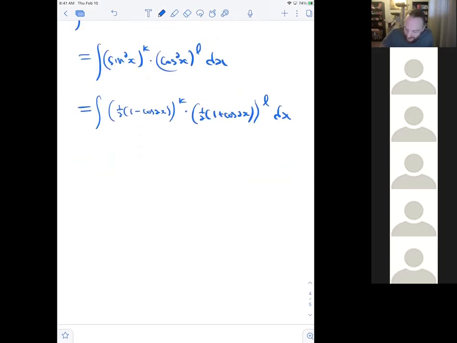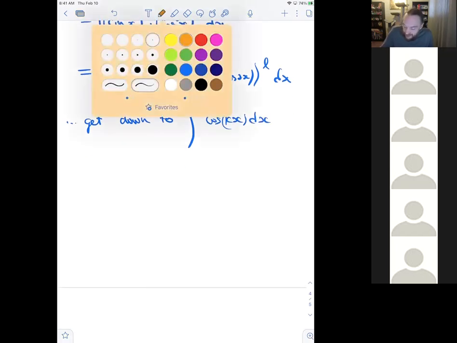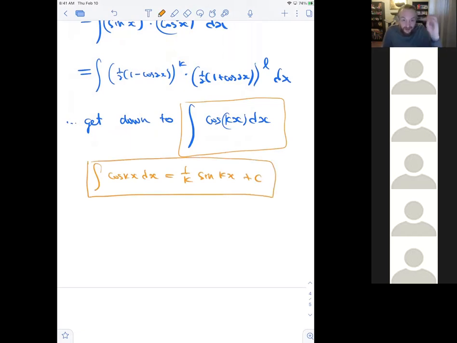And then the integral we want to use is, we're going to get down to the integral of cos kx dx, which is baby substitution again. The integral of cos kx dx is equal to 1 over k sine kx plus c. That's where you're trying to get to, is get everything to a cos kx from these formulas.